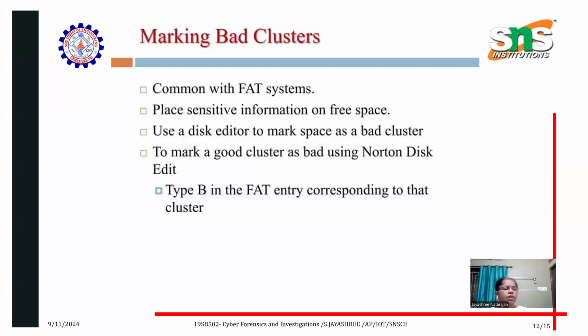Next is marking bad clusters, common with FAT systems. Place sensitive information in key space. Use a disk editor to mark space as a bad cluster. To mark a good cluster as bad using Norton Disk Edit, type B in the FAT entry corresponding to that cluster.